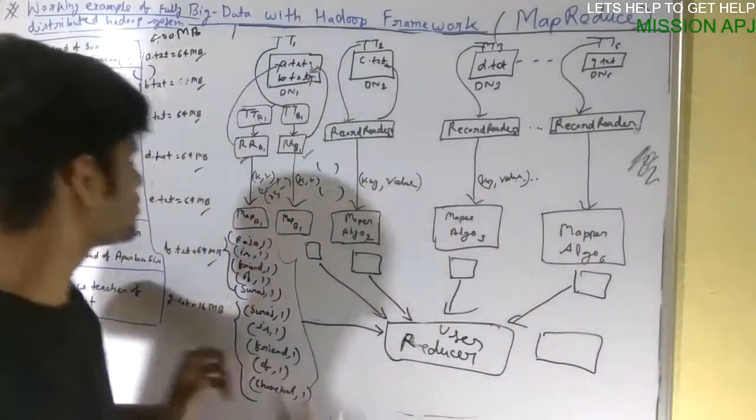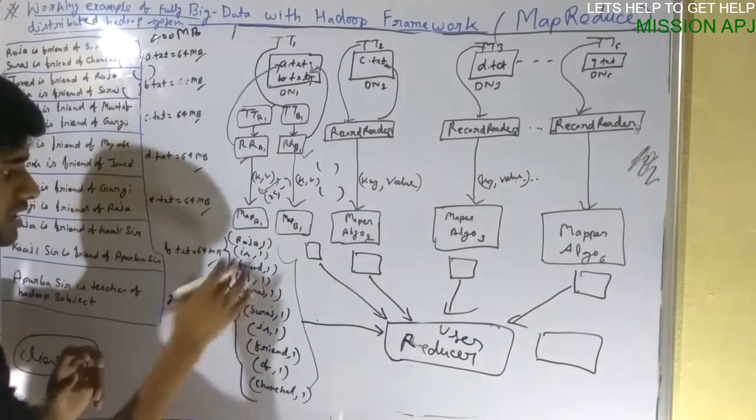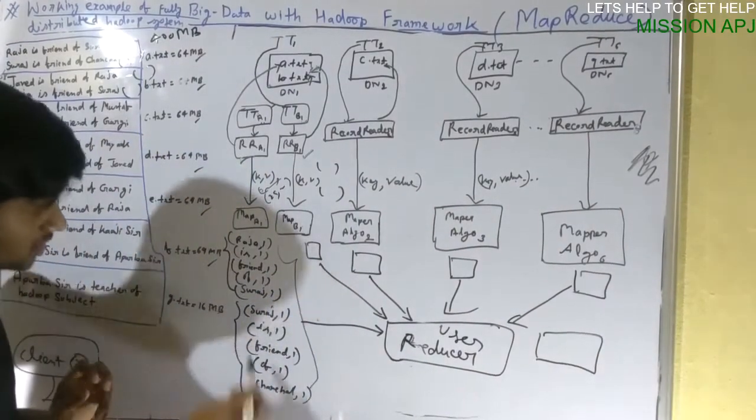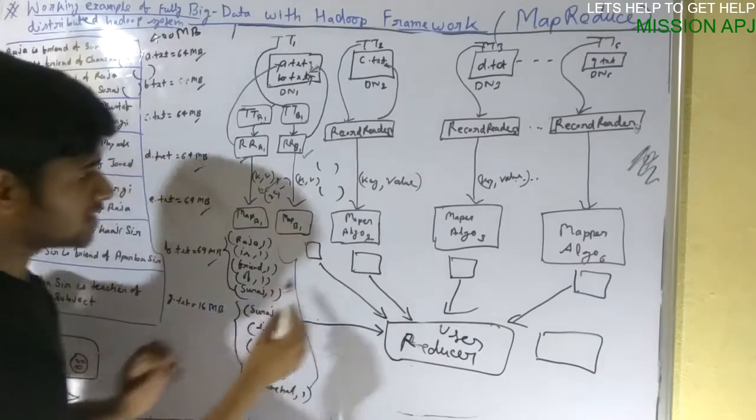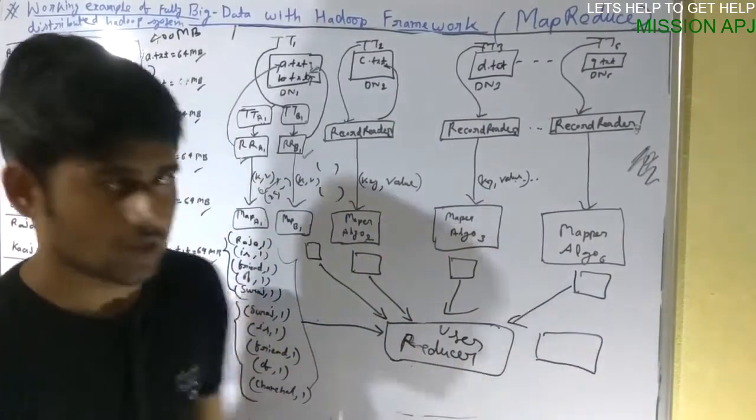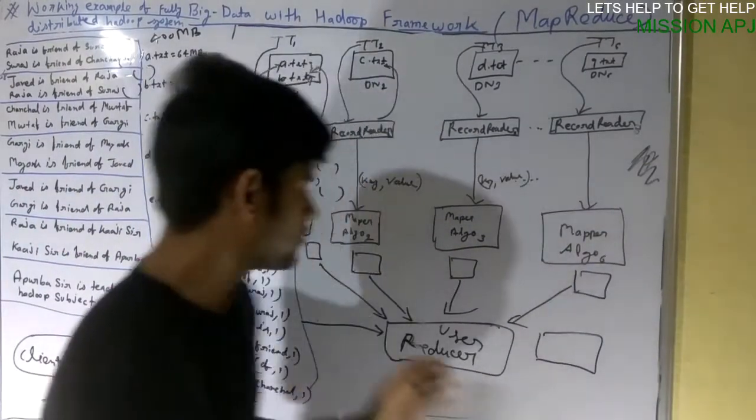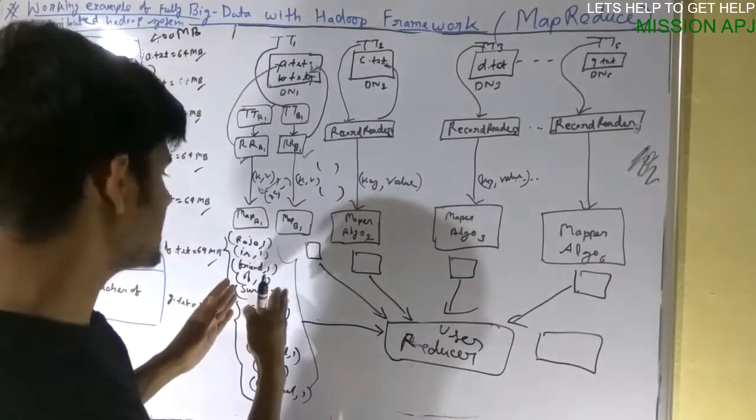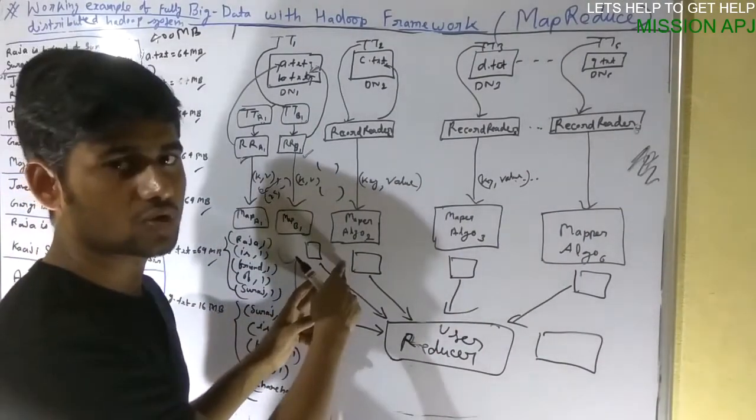So what will be the output here? For this case, Raja has appeared one time here, so Raja comma 1. Similarly for this case it will be there. So all data will be combined. For Raja, here is only one, Raja comma 1. From here Raja comma 2 may be appearing.